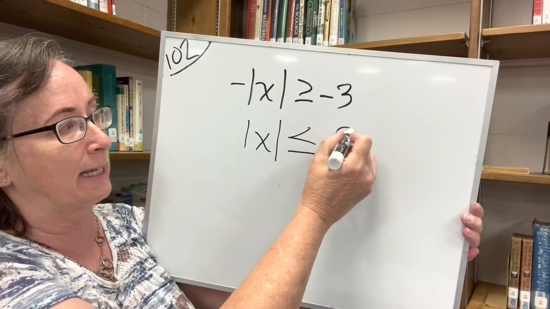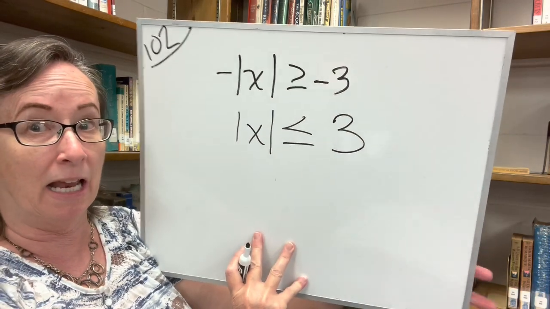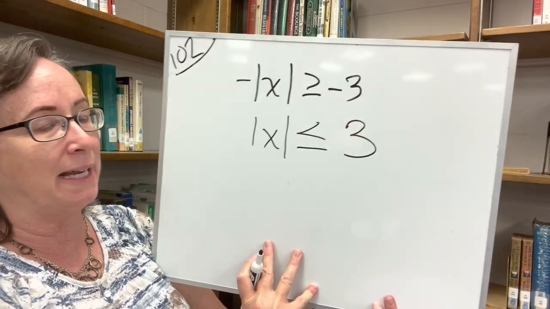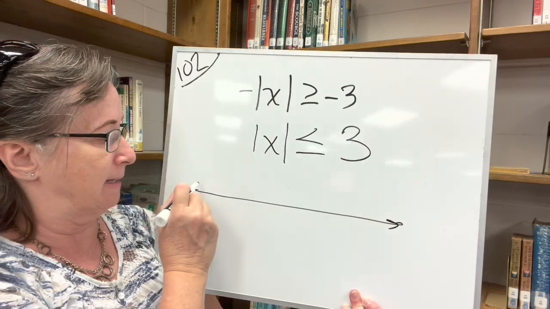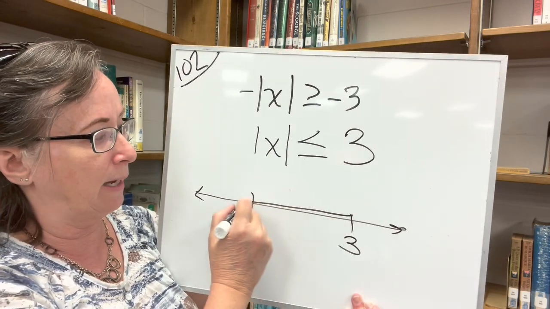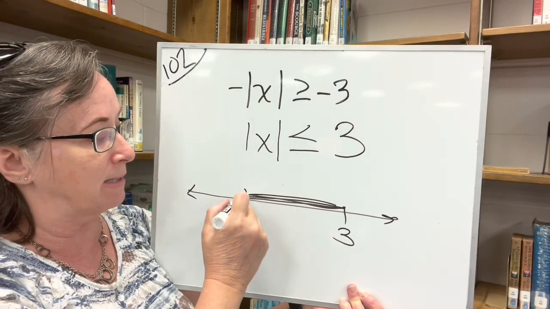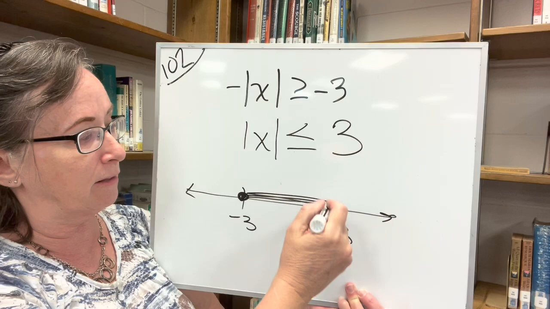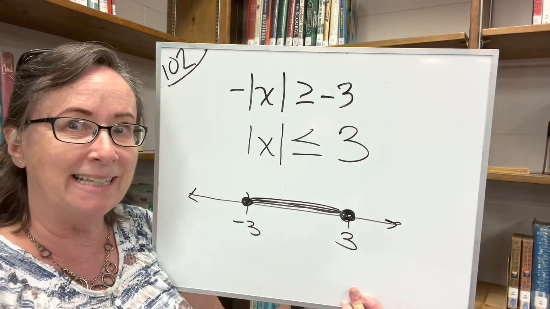Negative 3 times negative 1 is 3, and absolute value of x is less than or equal to a positive 3, which means between two numbers. So I'm going to graph that as negative 3 to positive 3, going in between the two. And because of the equal sign, I include the negative 3, and I include the positive 3. It's as easy as that.